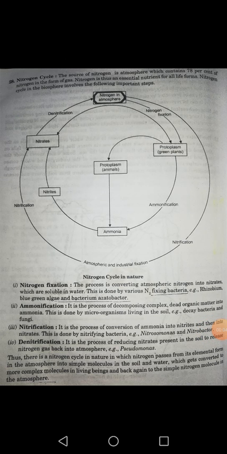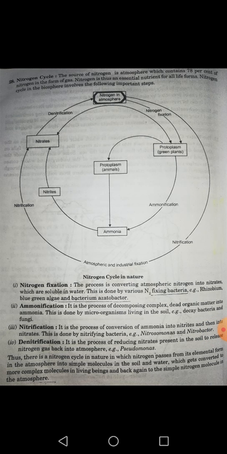Students, as in our previous video, I was discussing biogeochemical cycles, and I told you what biogeochemical cycles are. Once again, I am repeating. Biogeochemical cycles are the cycles which show the cyclic flow of nutrients between abiotic factors and biotic factors of the environment. Or in other words, biogeochemical cycles are the cyclic flow of nutrients between the living component of an ecosystem and the non-living component of the ecosystem.